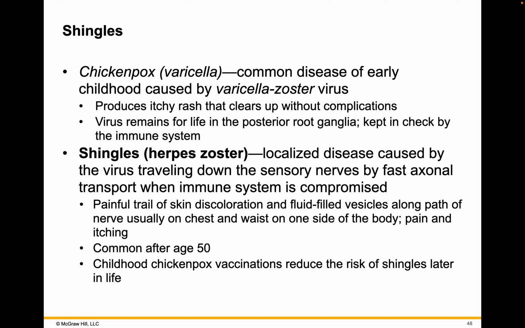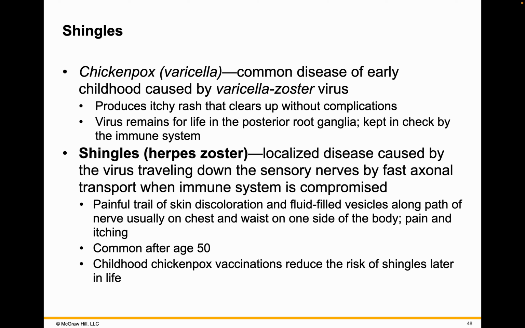It's kept in check by the immune system. However, once in a while, shingles, herpes zoster, is a localized disease caused by the virus traveling down the sensory nerves by fast axonal transport when the immune system becomes compromised. That leaves a painful trail of skin discoloration and fluid-filled vesicles along the path of the nerve, usually on the chest and waist on one side of the body, and pain along with itching. This tends to be much more common after 50.